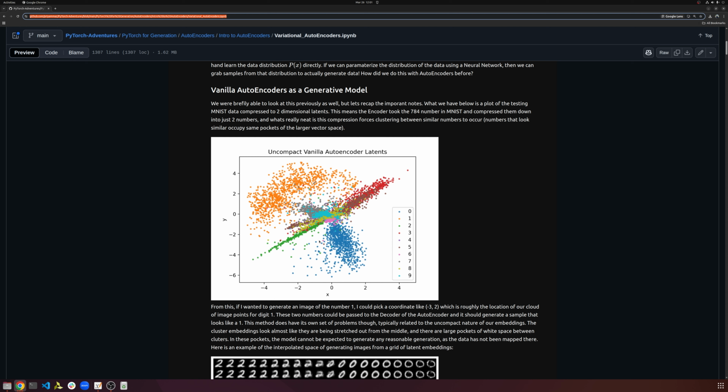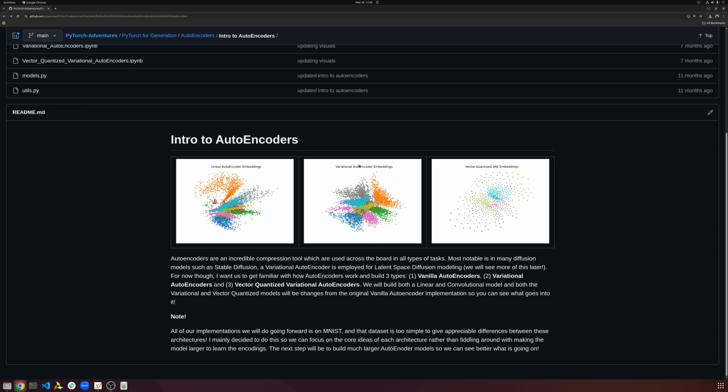This is especially important when we start looking into generative models, specifically the latent diffusion model that we'll be implementing much later, but we'll get there. We need a more compact and understandable latent space. So let's just skip to the end real quick. This is what we're looking for.